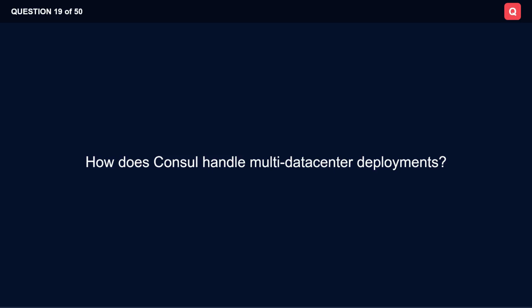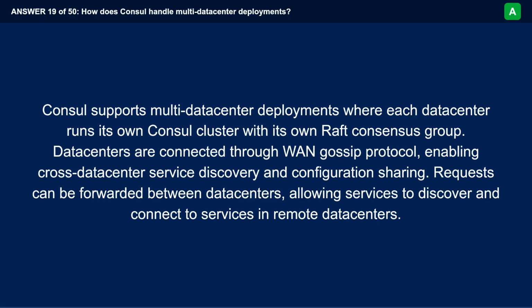How does Consul handle multi-data center deployments? Consul supports multi-data center deployments, where each data center runs its own Consul cluster with its own Raft consensus group. Data centers are connected through WAN gossip protocol, enabling cross-data center service discovery and configuration sharing. Requests can be forwarded between data centers, allowing services to discover and connect to services in remote data centers.